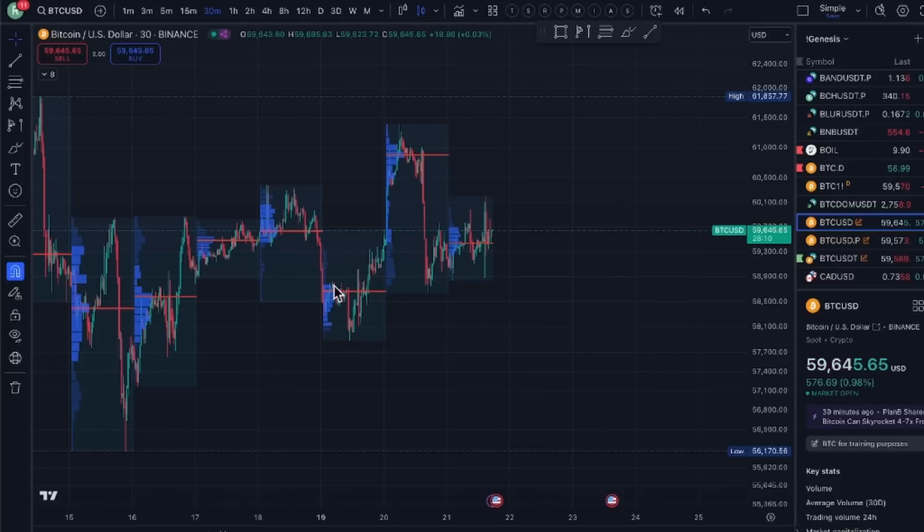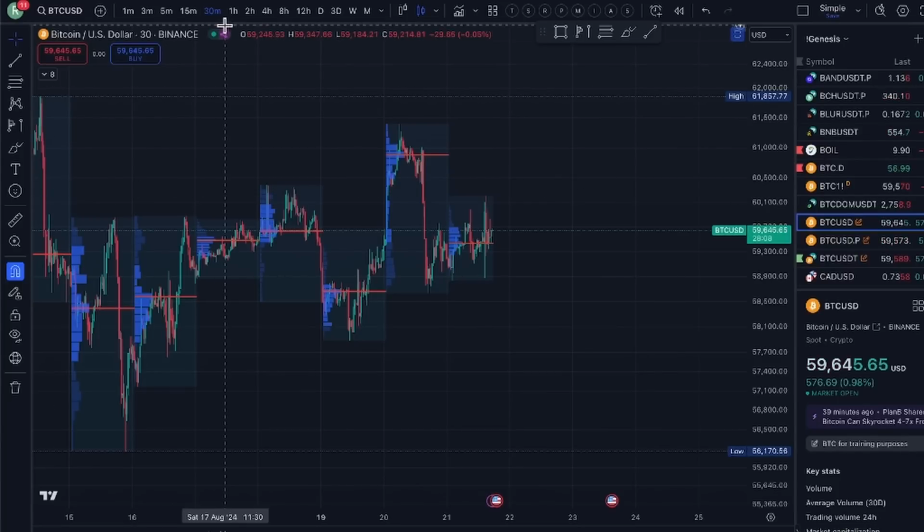So in today's video, I'm gonna give you setup number one, which is around naked point of control or naked POC, and setup number two, which is helping us to accept into the previous day value area. Let's start with number one, point of control. What is the point of control and how to bring it to the chart?